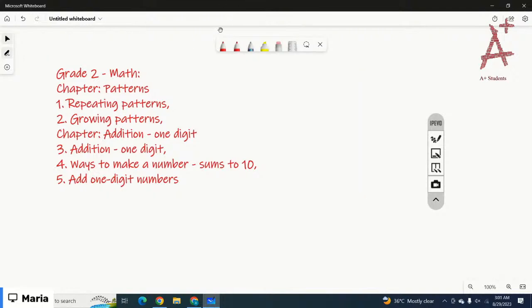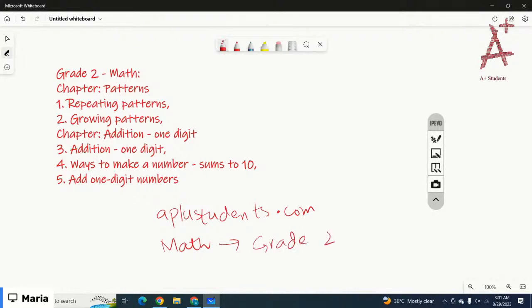So you can find all the lessons on aplusstudents.com. You have to log in there using your email address, and the password is provided by the administrator. Then you have to select math from the subject tab, scroll down to grade 2, and then click on view all lessons. There you can find a list of the chapters.